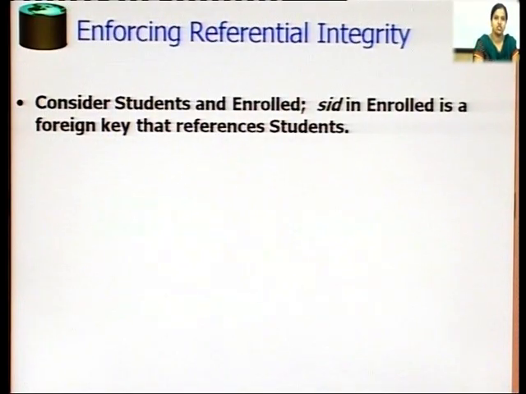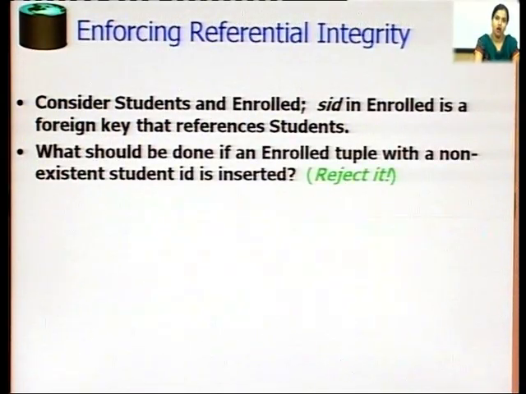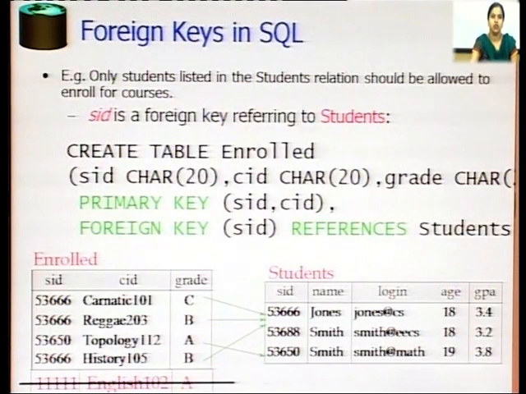How do we enforce referential integrity? Consider the students enrolled. SID in enrolled is a foreign key. But what should be done if an enrolled tuple with a non-existent student is inserted? We have to reject it. We cannot insert the data. Here you can see this data is not present in this table, so this data is rejected by this table because this is the foreign key of this table. Only the data which is present in the corresponding table can be entered in this table.